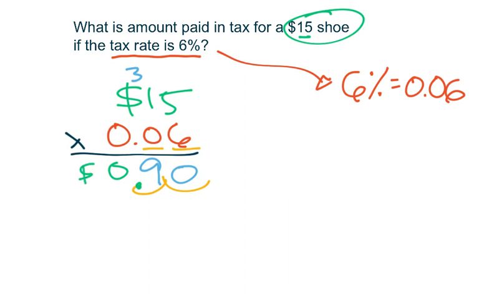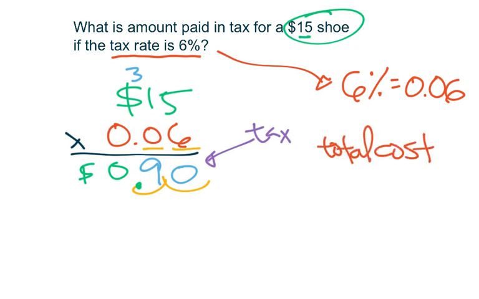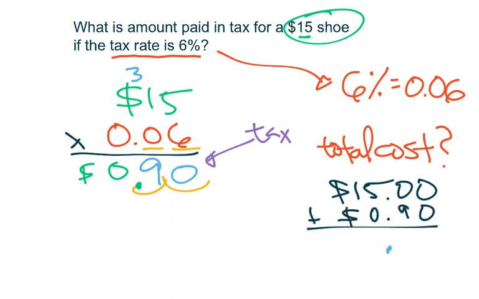Now, if they're asking us a different question, such as, what's the total cost? This is just my tax, right? So if they asked me what the total cost was, then I would have to take the original shoe price at $15. I'm going to tag some zeros there and put a decimal place. And I would add my 90 cents in tax, and I would get $15.90.